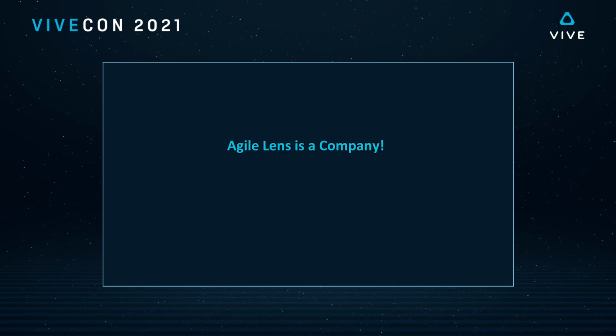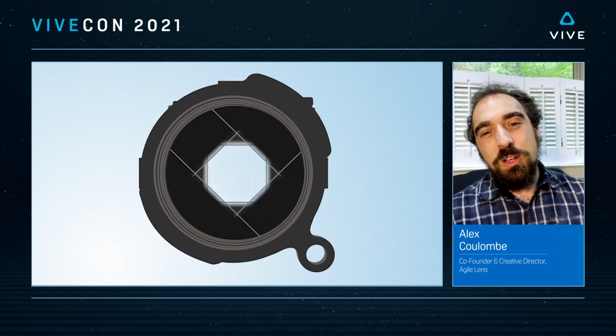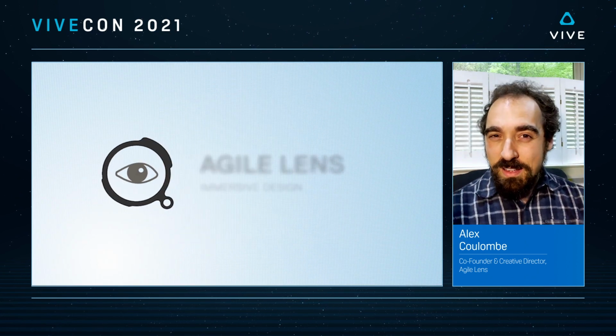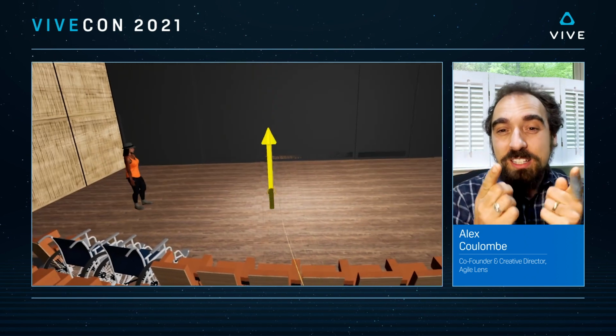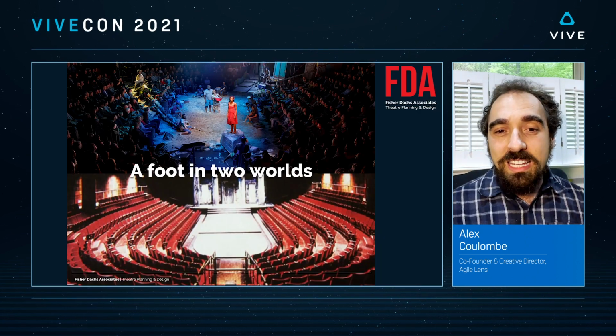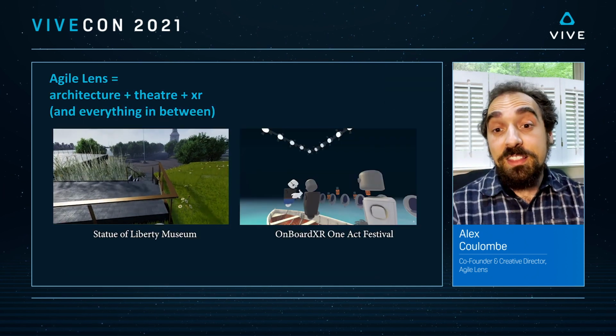What is Agile Lens? Well, an excellent question. We are an XR creative studio based in New York City that began very squarely focused on virtual reality architectural visualizations of theaters designed by Fisher Dax Associates, world-famous theater consultants, but over the years, Agile Lens has taken all sorts of baby steps out from there in both the architecture and theater directions.